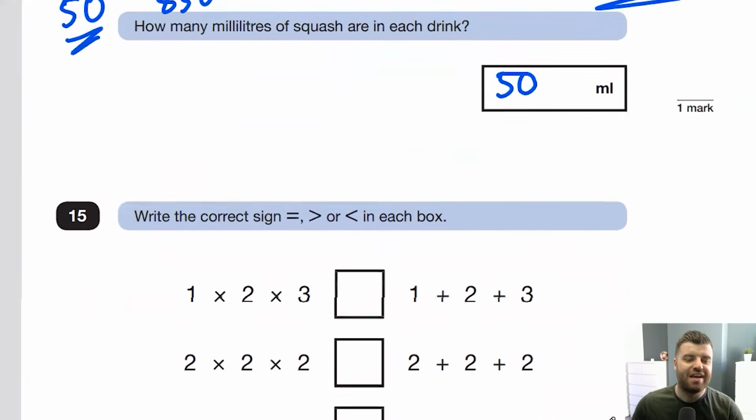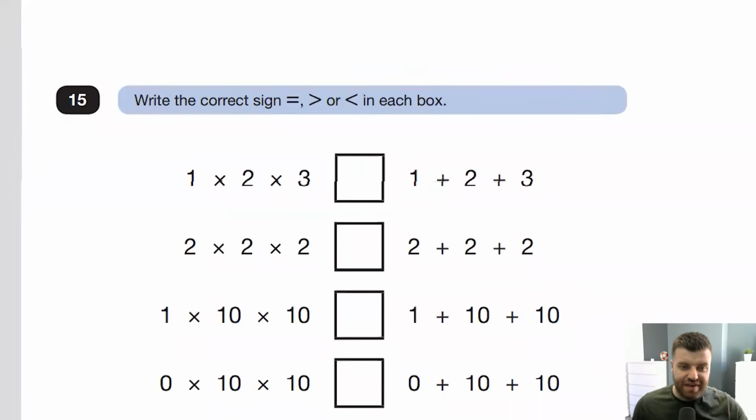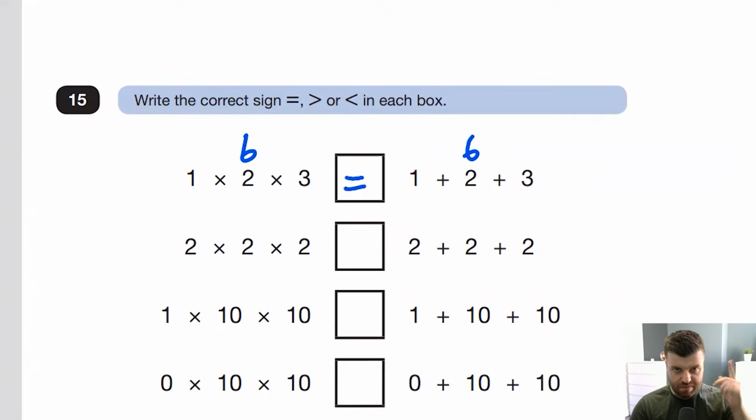Let's move on. Question 15. Write the correct sign, equal to, greater than, or less than in each box. Guys, this is just a simple case of working through this carefully. 1 times 2 times 3. 1 times 2 is just 2, times 3 is 6. 1 plus 2 is 3, plus 3 is 6. They are equal. Next one.